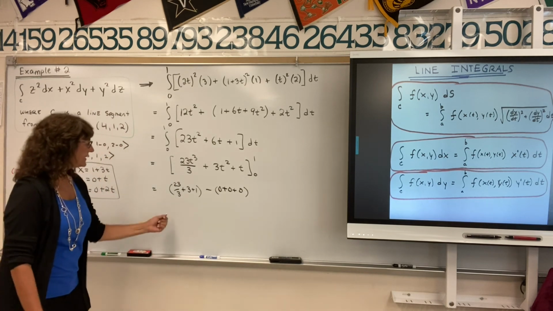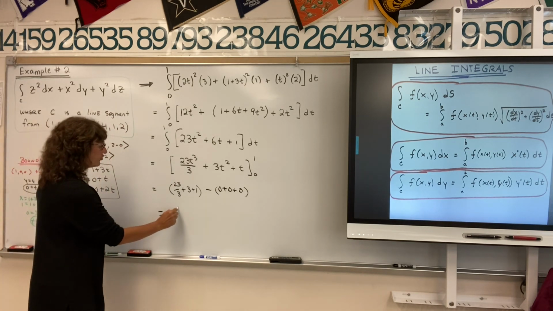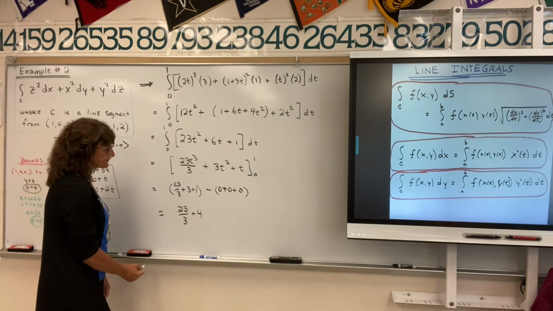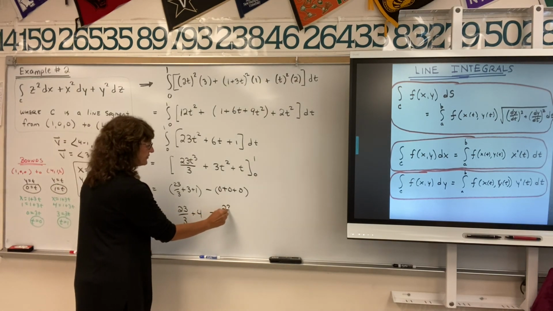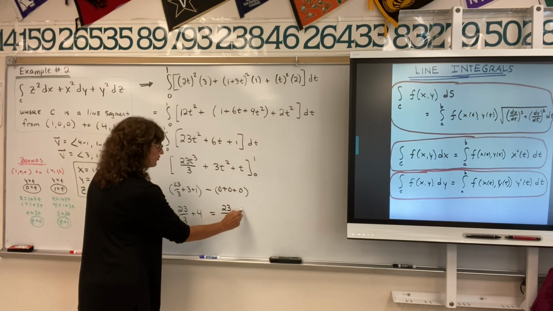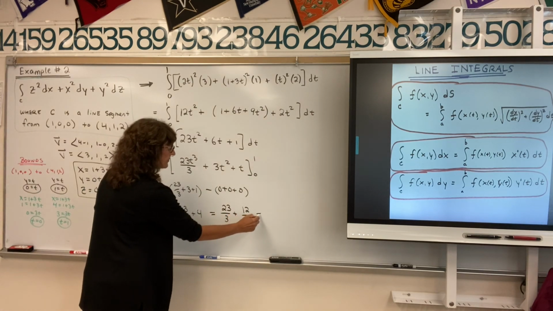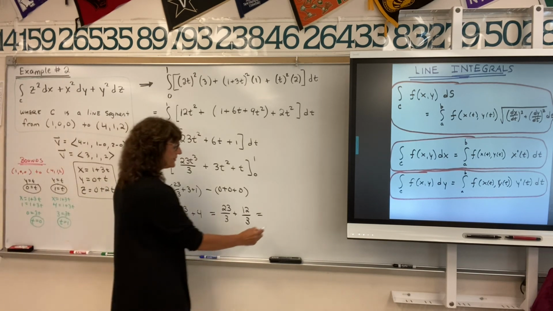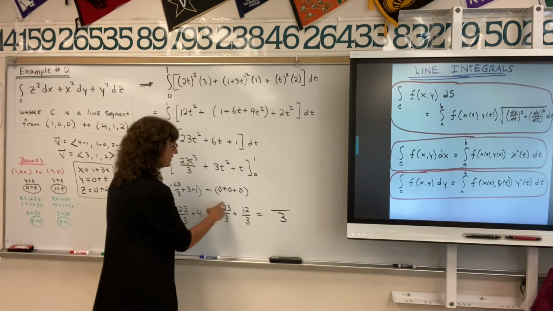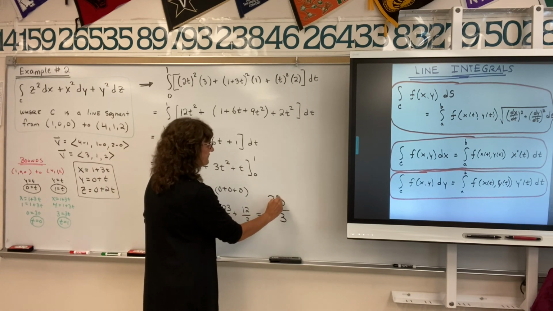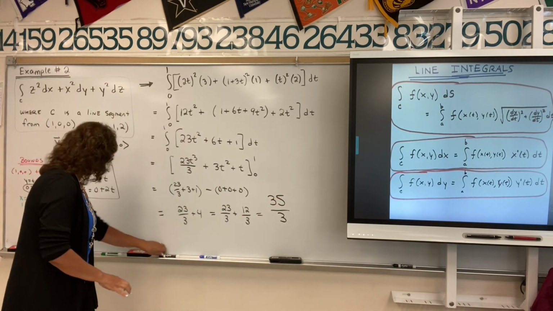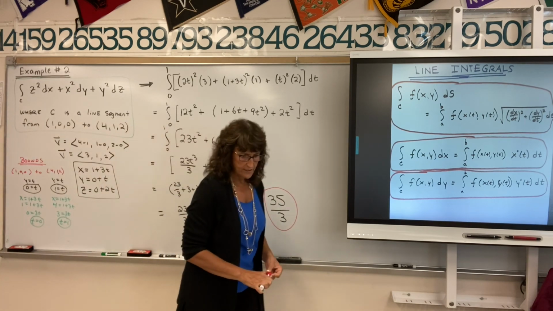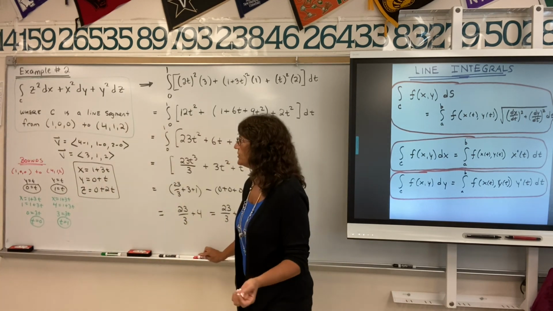All right, get a common denominator. So you have 23 thirds plus 4, so 23 thirds plus 12 thirds. 12 divided by 3 is 4. Keep the denominator, combine the numerators: 23 plus 12 is 35, so 35 thirds.